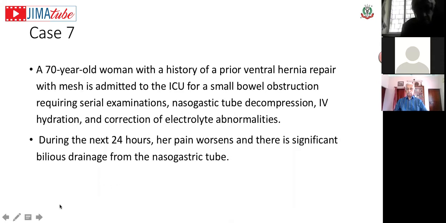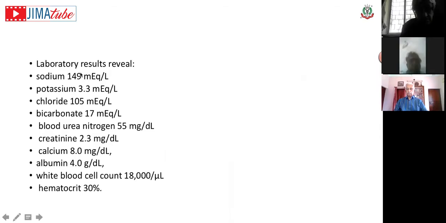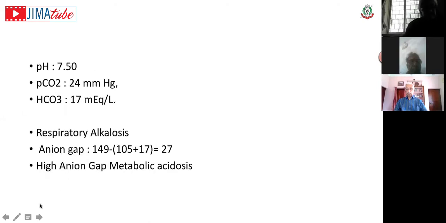So small bowel obstruction, got a nasogastric tube, and these are the patient's labs. Sodium 149, potassium 3.3, chloride 105, creatinine high, BUN is high. This is the albumin. So looking at the lab values, let's see, do we have an ABG? Yes, we have an ABG here, pH 7.50, PCO2 24, bicarb is 17.